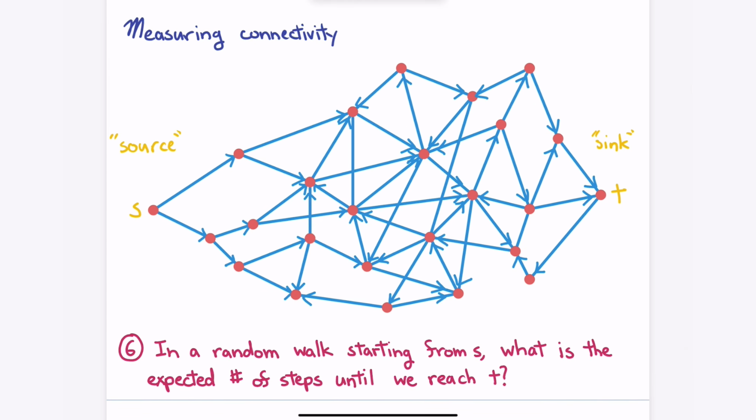Here's an interesting question. If a random walk started from S, what is the expected number of steps until we reach T, which might be infinite, right? So the smaller it is, it suggests that T is more similar or closer to S.